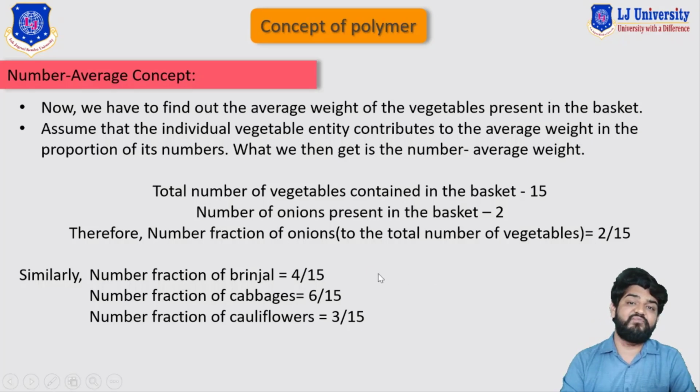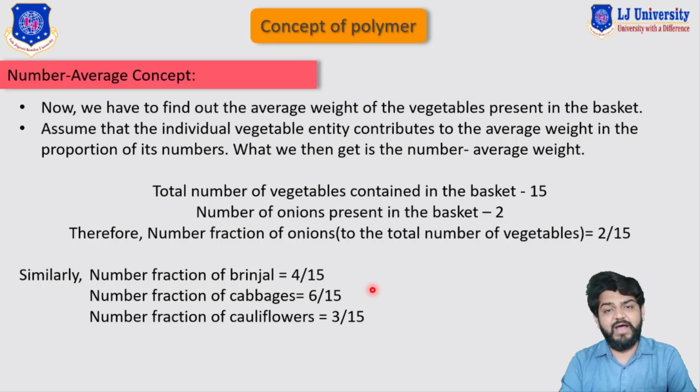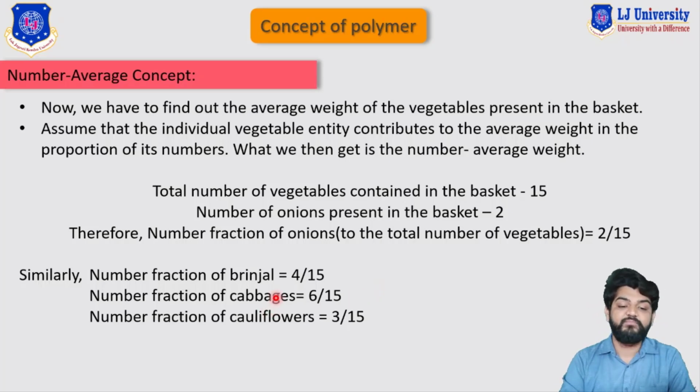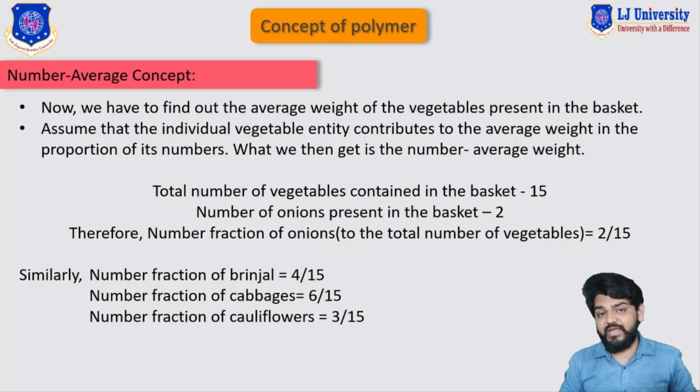Now similarly, the fraction of brinjal, cauliflower and cabbage will be 4 by 15, where we have 4 units of brinjals, then cabbage is 6 by 15, in which we have 6 cabbage. And lastly, for 3 cauliflower, we have the fraction as 3 divided by 15.